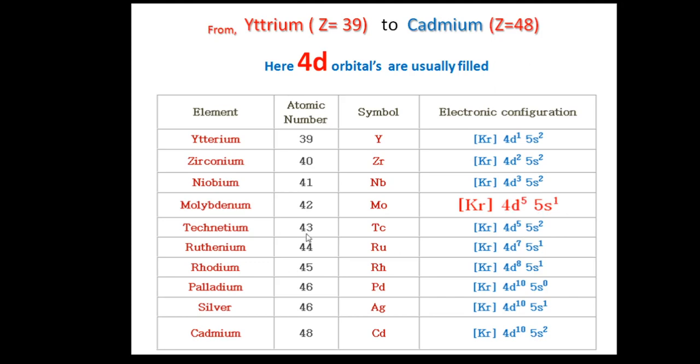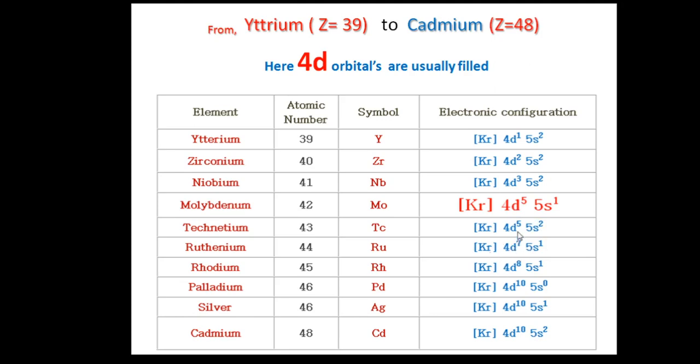Then after that, technetium, whose atomic number is 43, has 4d5 5s2. So 4d5 is a half-filled electronic configuration, which is the stable one. So in this case it will not be disrupted, and the incoming electron will enter into the 5s2.